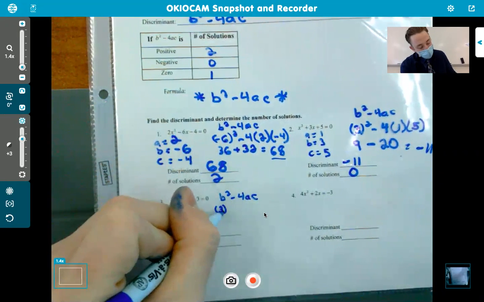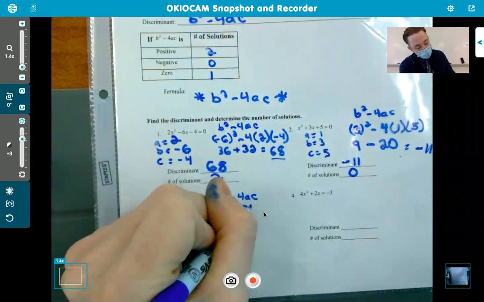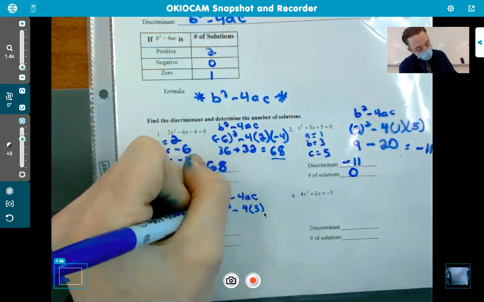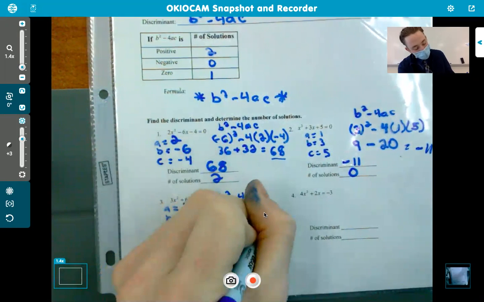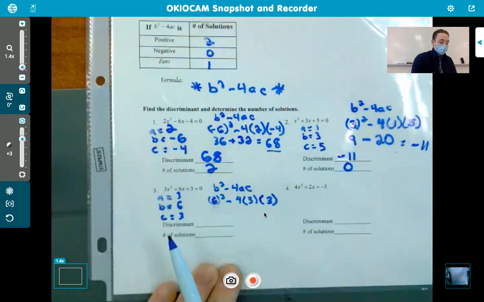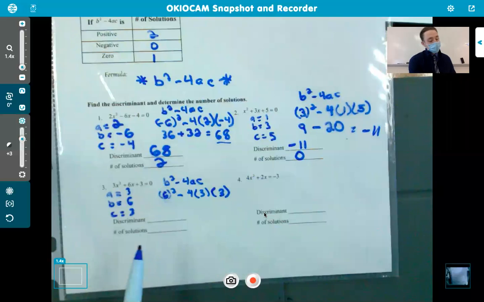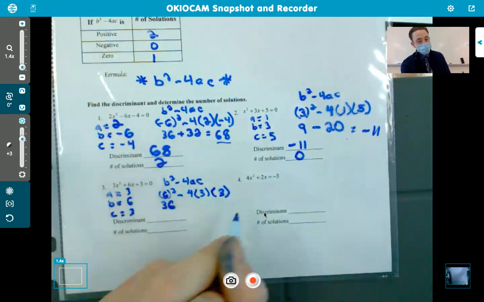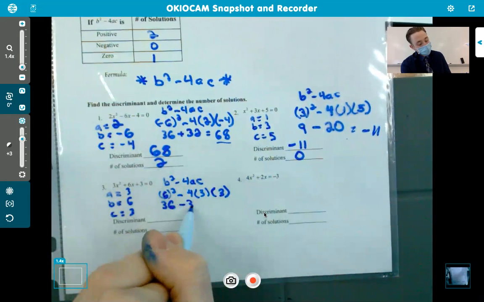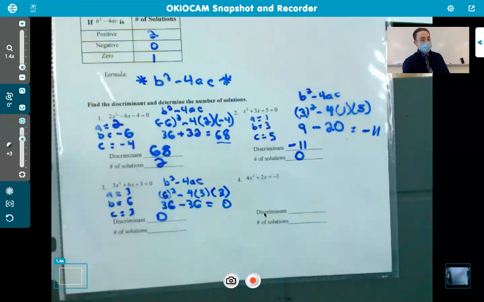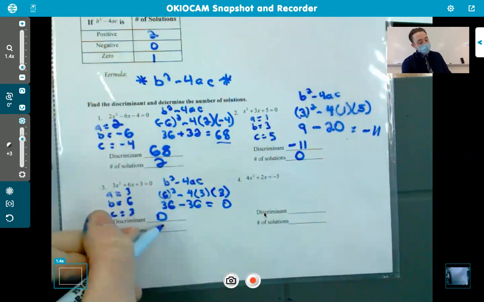I'll have 6 squared minus 4 times 3 times 3. What's 6 squared going to give me? What's 4 times 3 times 3 going to give me? And now I have 36 minus 36, which is 0. So my discriminant is 0. How many real solutions do I have? 1.